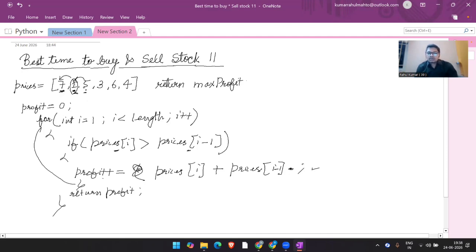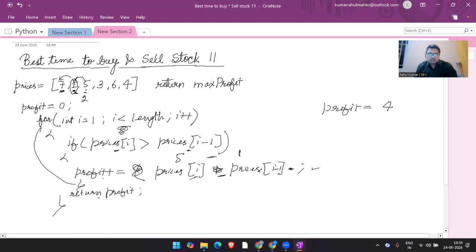Is this greater than the previous price? Yes. So if it is greater than the previous price, I will simply do prices of i. What is my prices of i? 2. So in this position, what we are having? 5. Here minus will be there. 5 minus 1, that is 4. So inside profit, I will store 4.